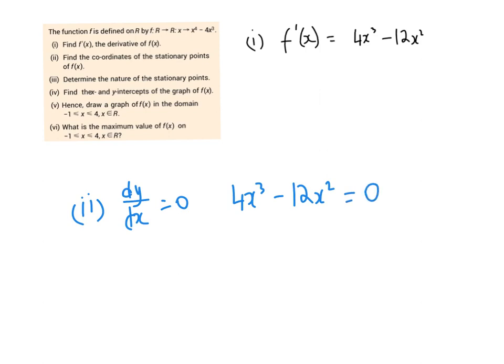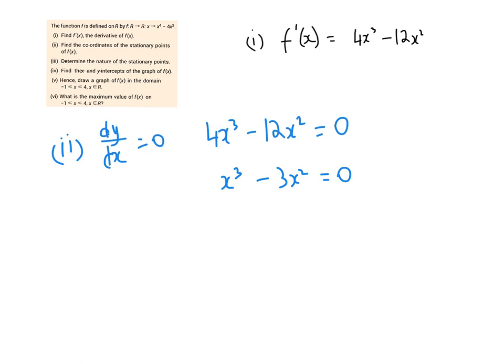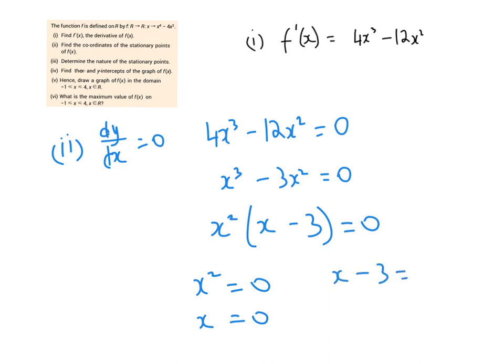4x cubed minus 12x squared equal to 0. Now I'm going to divide across by 4 because I can see that it's a common factor. So x cubed minus 3x squared is equal to 0. I never divide across by x because then I'll be losing one of the stationary points. Instead, I simply factorize. So here I'm going to say x squared times x minus 3 is equal to 0. So I'm going to have x squared equal to 0, which means x is equal to 0. And here I have x minus 3 equal to 0. So x is equal to 3.